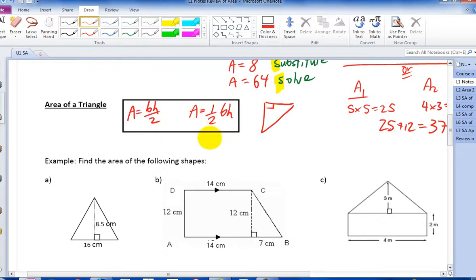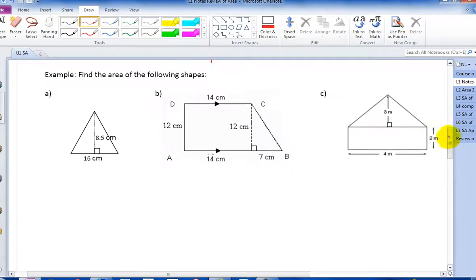Okay. Just want to show you that. You don't have to use that formula. I know a lot of you aren't comfortable with it. Okay. So, good. Number A, here we go. Base times height divided by 2. Start with your formula. Substitute in.